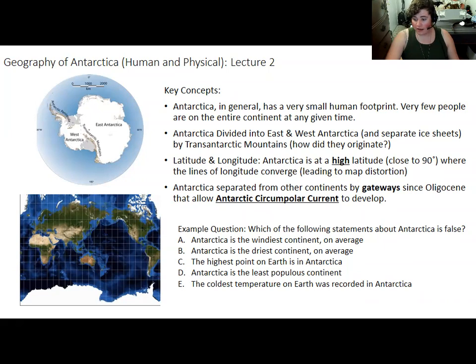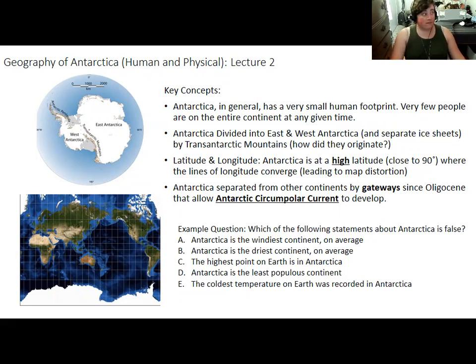And again, I've tried to write the slides here in a way that connects concepts. The Antarctic circumpolar current comes up throughout the course, for example, as do the Transantarctic Mountains. I talk about them in a geographic sense, and then later in the course, we learned a bit about the geology that created them. And finally, we learned a little bit about the human geography.